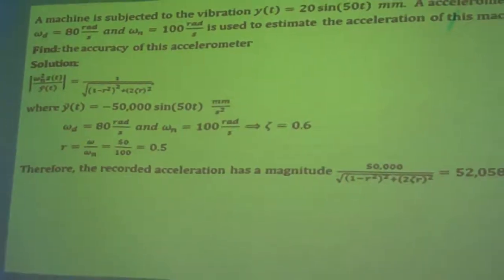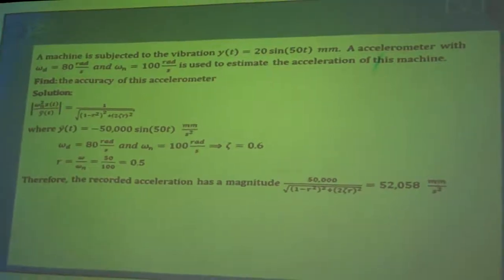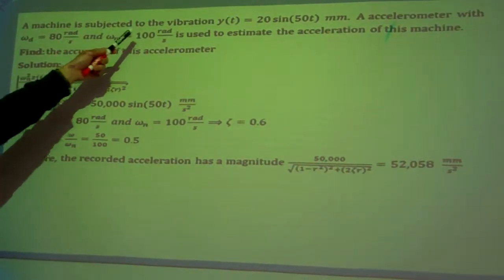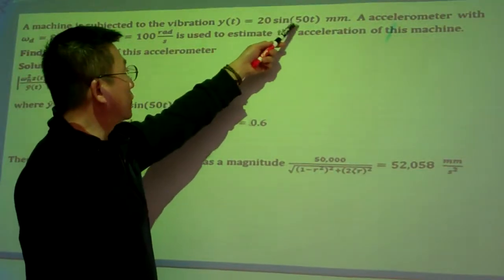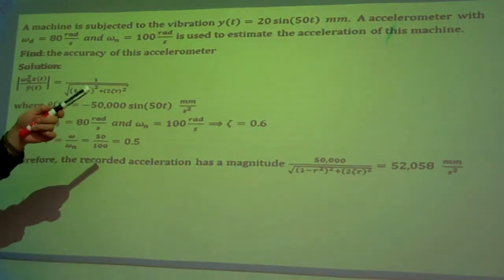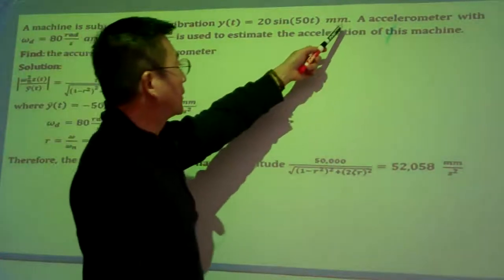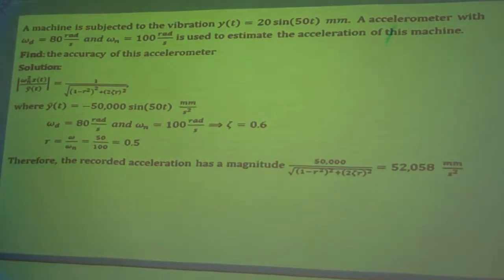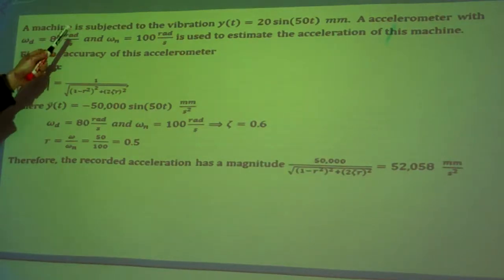So we'll look at another example for accelerometers. Again, here a machine is subject to vibration. So this is our base. Okay, so one grammatical error here, it should be n. N accelerometers, with this one and with that one.